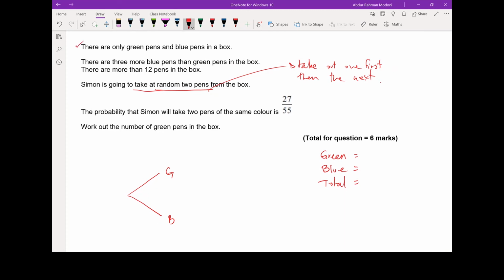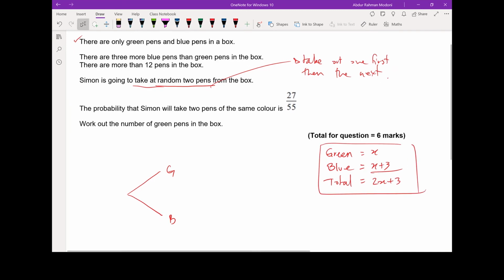It goes on to say there are 3 more blue pens than green pens in the box. So if green is x, blue is going to be x plus 3. Because it doesn't tell us the exact number, we have to use algebra here. And since we now know green and blue, we can find that the total is 2x plus 3, because we've just simply added that up. Okay. So always start by doing this little box about what each of those things are.